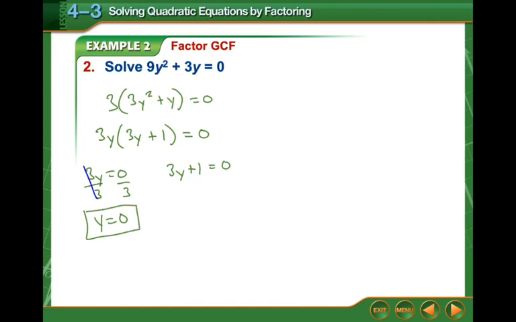And then the other one, we're going to subtract 1 from both sides. So we have 3y equal to negative 1. And again, we're going to divide by 3. And we get y equal to negative 1/3. That's our other solution. The next one is for you guys to try.